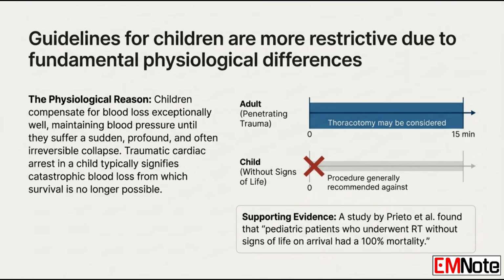We have to talk about kids, too. The data here is especially tough. The guidelines are much stricter for children. Why is that? It's heartbreaking. Children have this incredible physiological reserve. They compensate for blood loss so well, maintaining their blood pressure, until they just fall off a cliff. A sudden catastrophic collapse. Exactly. A sudden, profound, and usually irreversible collapse. So by the time a child is in traumatic cardiac arrest, the injury is almost always non-survivable.